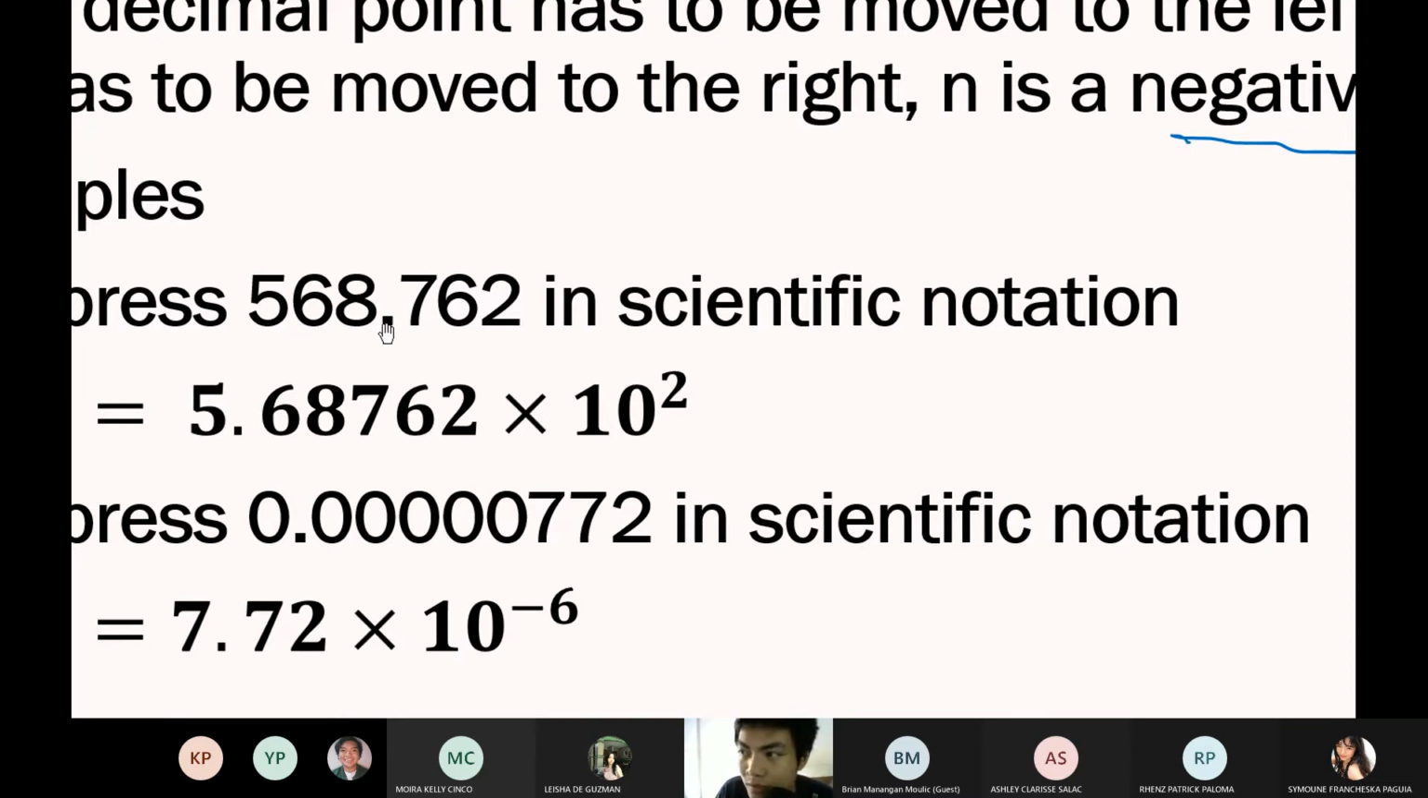moved to the left. If I move it here, is that okay? No, because that is 56.8, which is greater than 9. So that is not allowed. I move my decimal point again here. That becomes 5.68. Is that okay? Yes, that is acceptable, because it is within 1 to 9. As long as it falls within 1 to 9. Then times 10 raised to 2. Why 2? Because I moved the decimal point 2 steps to the left. 1, 2. That's all.